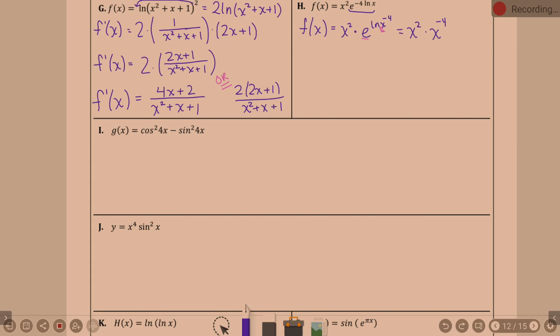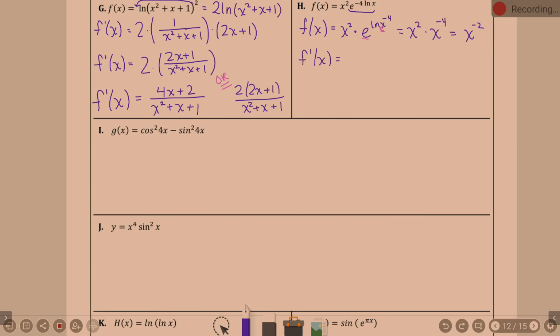Okay? But remember the log. If the base of the problem and the base of the log are the same, it's equal to whatever is in the exponent, which is x to the negative 4th. Now, what do you know about x squared times x to the negative 4th? Bases are the same. You're multiplying, so the shortcut is to add the exponents. 2 plus negative 4 is negative 2. We just went from a very difficult problem to a much easier problem.